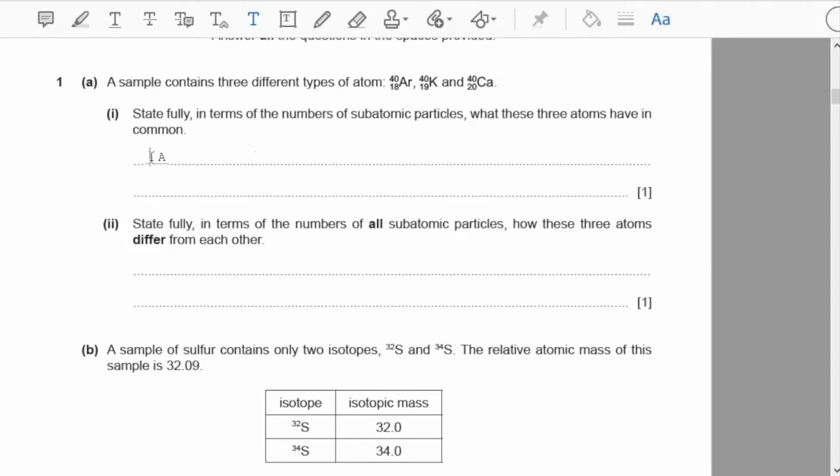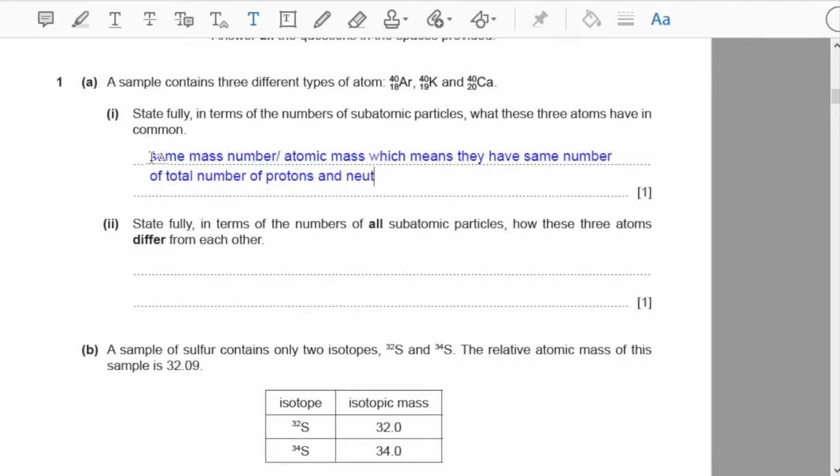So they all have in common the same mass number or atomic mass, which means they have the same total number of protons and neutrons. So you need not write both the things, you can write either.